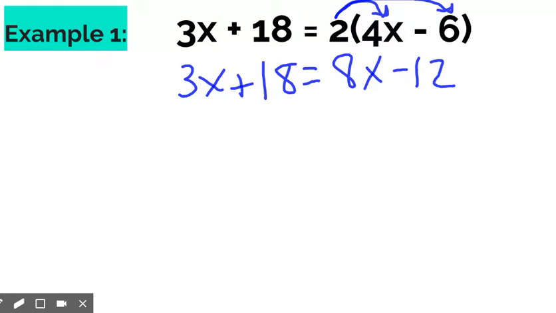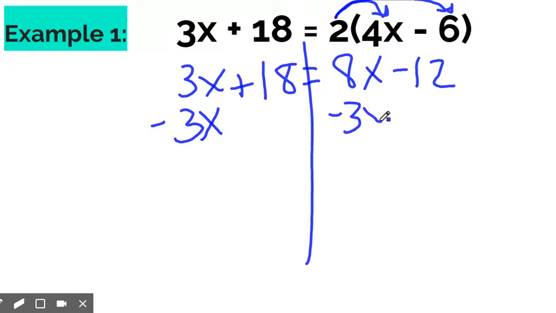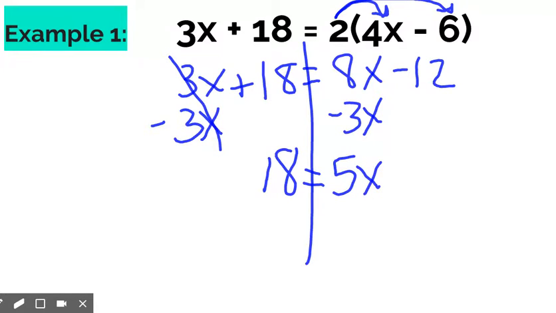Now, which side has the smaller amount of variables? We have 3x, we have 8x. So the 3x is what we're going to eliminate because it's smaller than the 8x. When we do that, the 3x's cancel. We just have 18 on the left side. And then the 8x minus 3x will give us 5x, and we still have the minus 12.